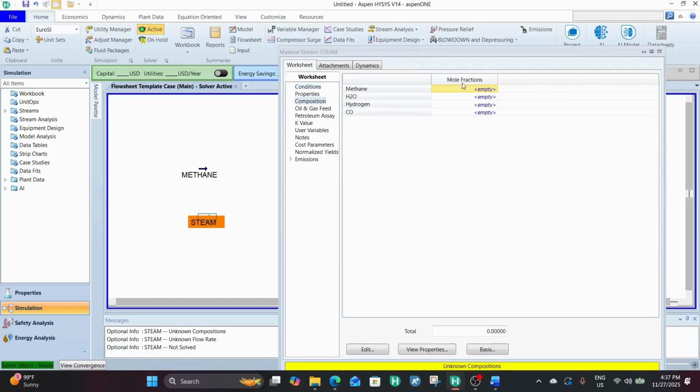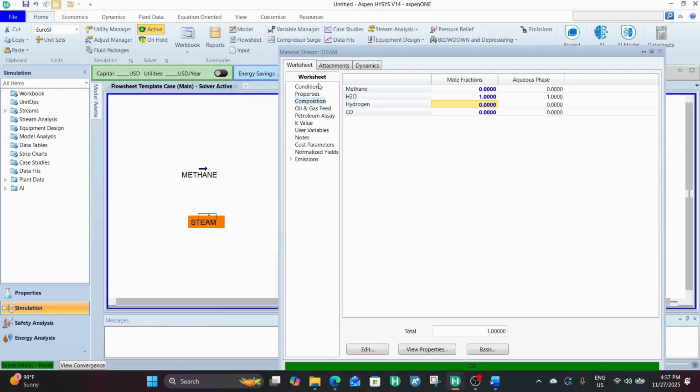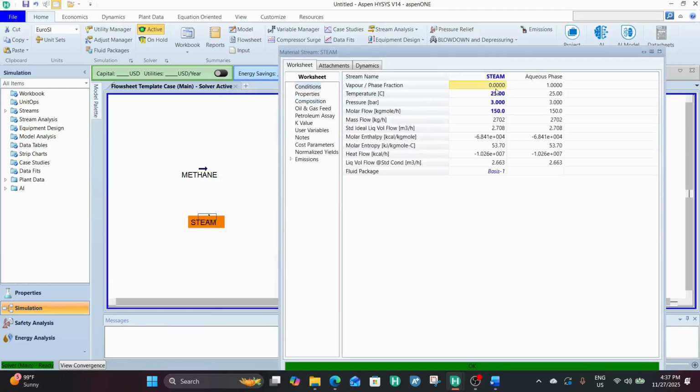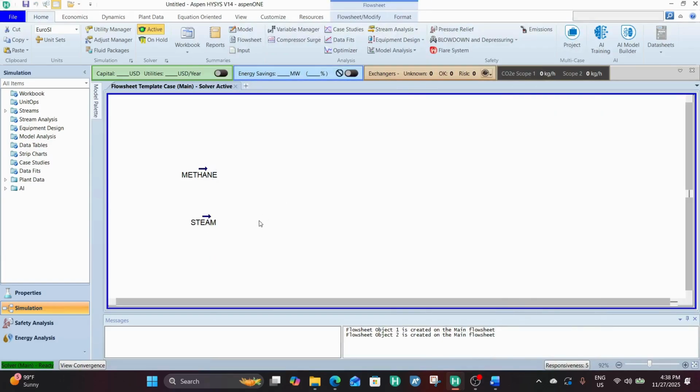Then we're going to specify our composition, which is 100% water in the stream. So this was going to be 1. You can see it's completely liquid. So we have successfully, no, not really successfully, it's steam 250 rather, not 25. So it's in the gaseous phase. We've successfully created our streams.